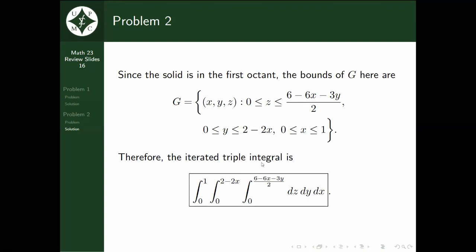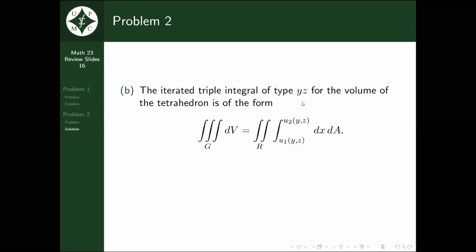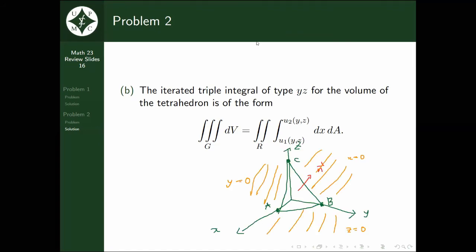Okay, so let's move on to type yz. For type yz, we have dx as our first variable. But let me bring up the drawing again. If you look at it from the x perspective, the lower bound is this red thing over here. It's still 0. And the upper bound is still the plane. So similar to z, we have to transform the equation of the plane into an equation that's x equals something. And that will be our upper bound.